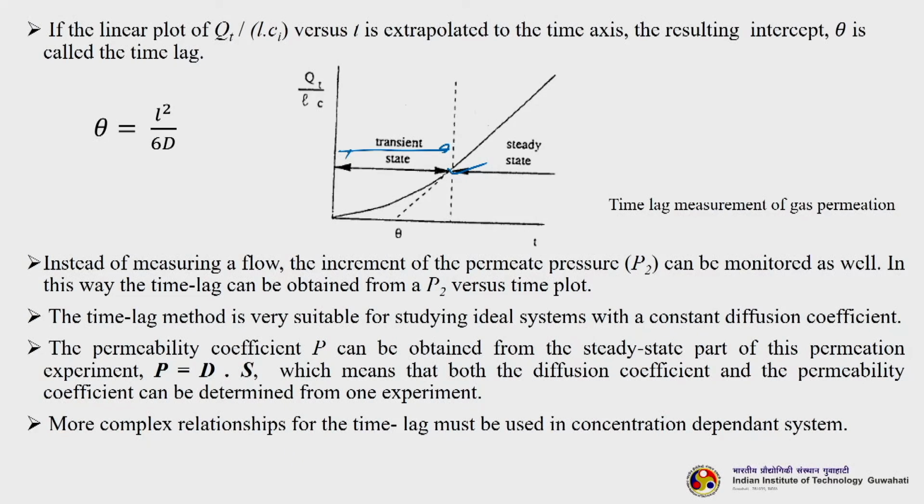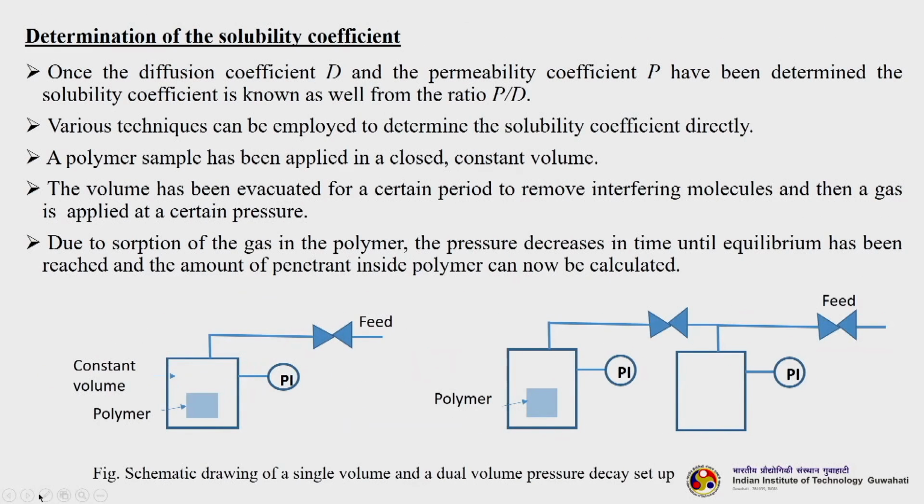So, this is the most important understanding, that we can calculate both the diffusion coefficient and the permeability coefficient from one particular experiment, provided we know either D or S. A more complex relationship for the time lag must be used in a concentration dependent system. And now we will understand how we determine the solubility coefficient. Once the diffusion coefficient and the permeability coefficient have been determined, the solubility coefficient can also be calculated from the ratio P by D. Various techniques can be employed to determine the solubility coefficient directly or experimentally.